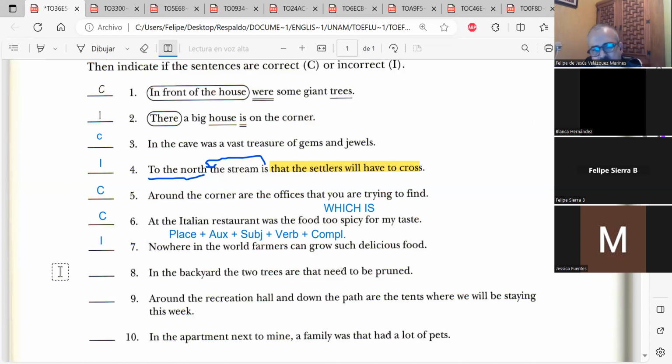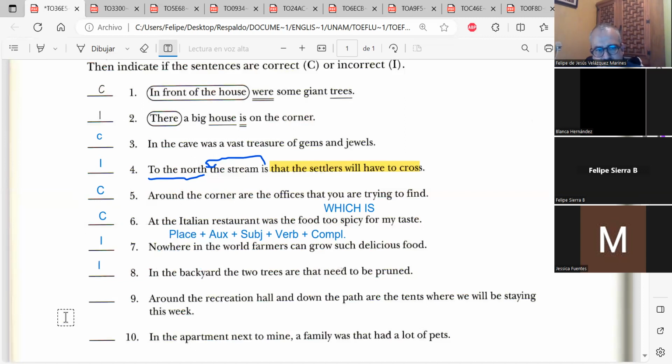Okay, so number 8, in the backyard, the 2 trees are that need to be pruned. Pruned, like cut, trim. Okay, the pronunciation is pruned. It is incorrect. In the backyard are the 2 trees that need to be pruned. Yes, very good.